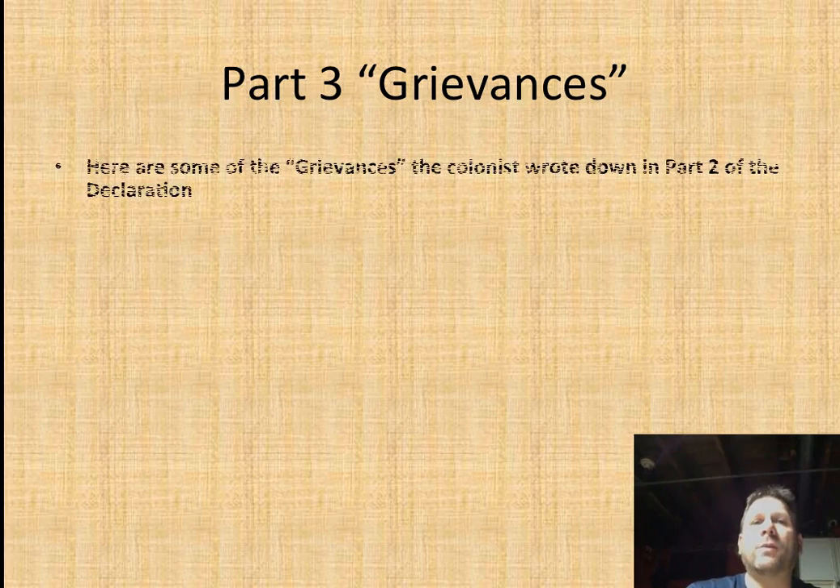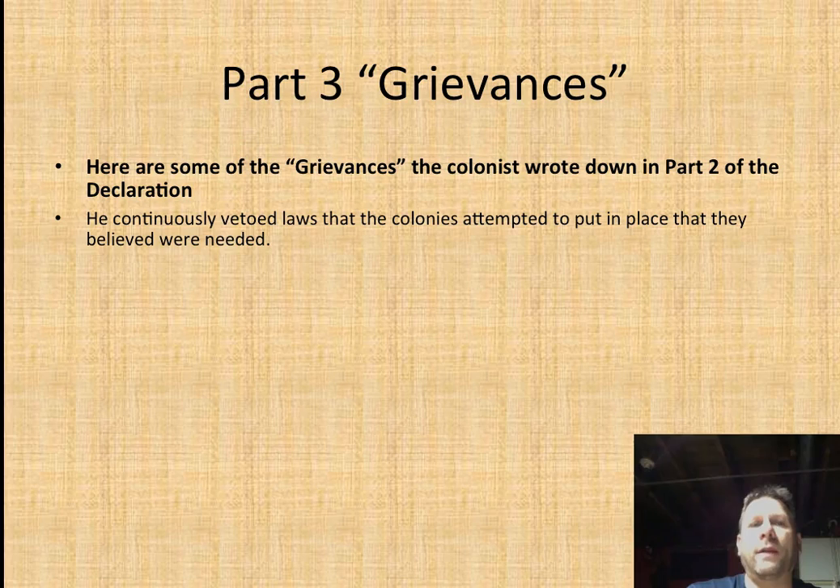The third part deals with grievances. Here are some of the grievances the colonists wrote about in the Declaration. They're saying that King George continuously shot down or vetoed laws that the colonial legislators attempted to put in place, and that they believed were needed. They couldn't govern themselves. King George wanted total control.